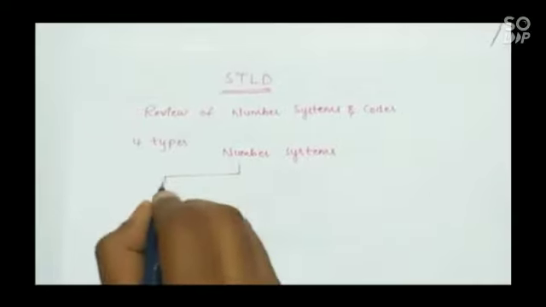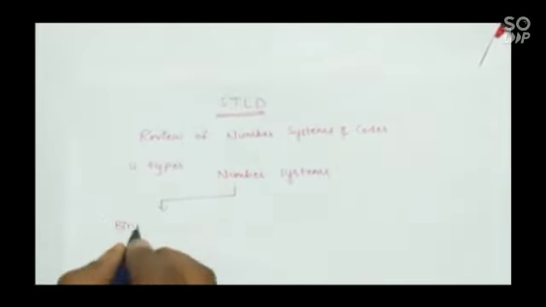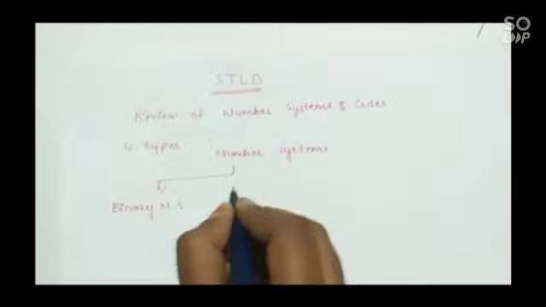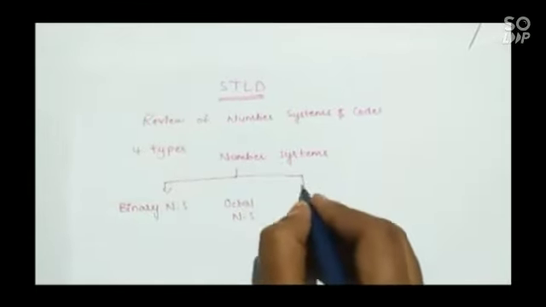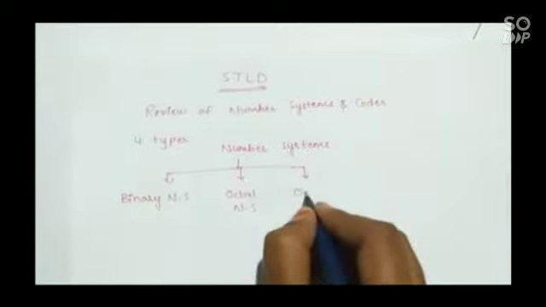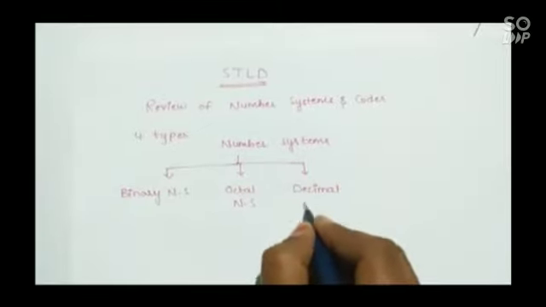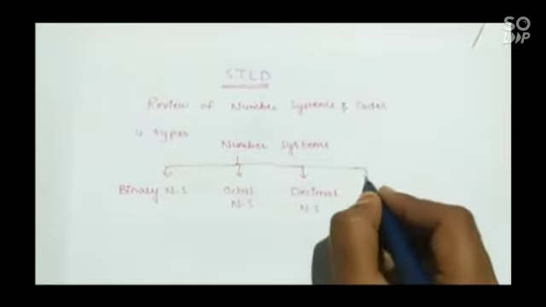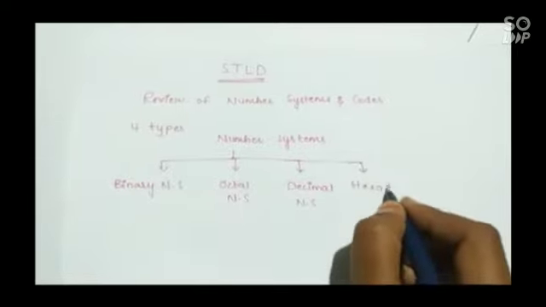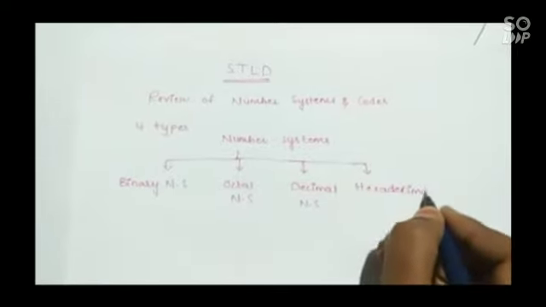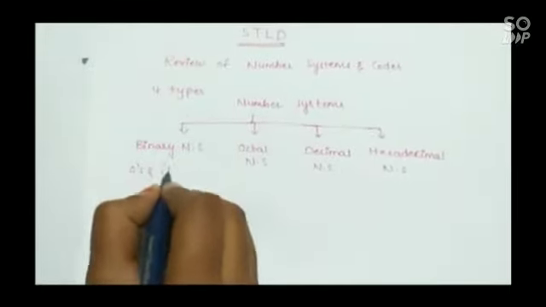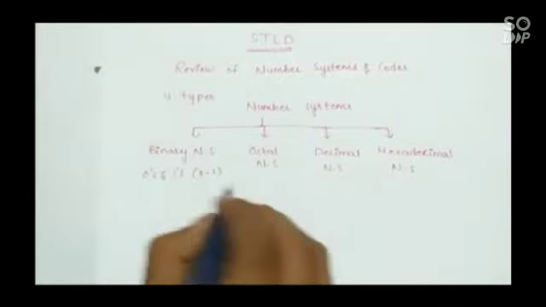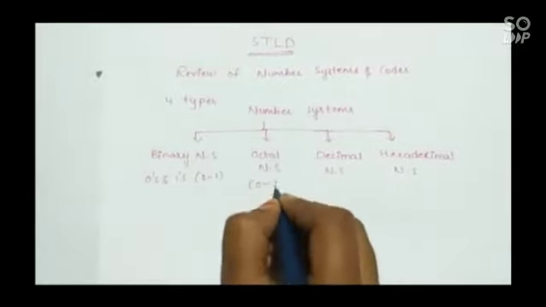The first one is the binary number system, then the octal number system, then the decimal number system, and the hexadecimal number system. Okay, binary means only two digits, zeros and ones. Here we have 0 to 1, and in octal we have 0 to 7.